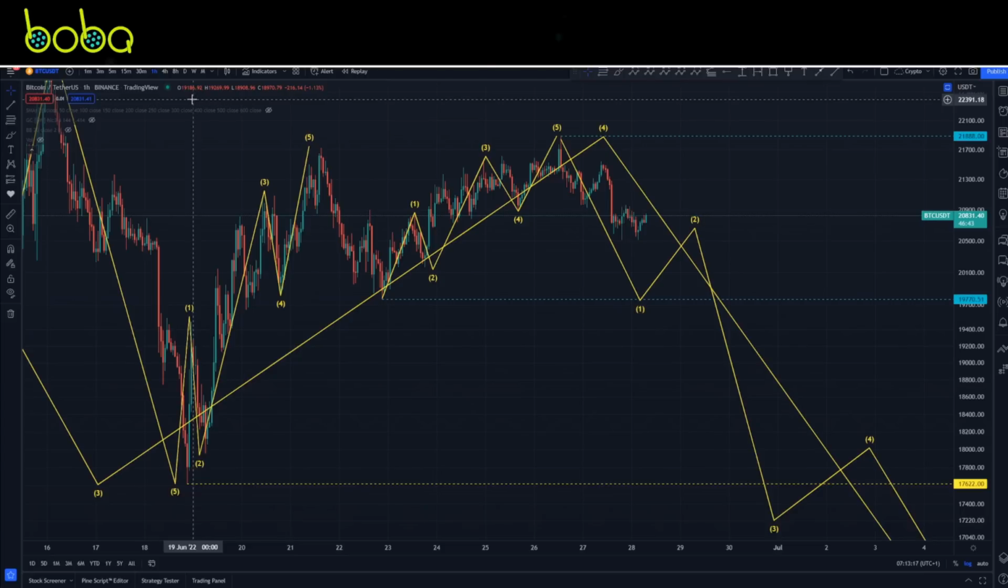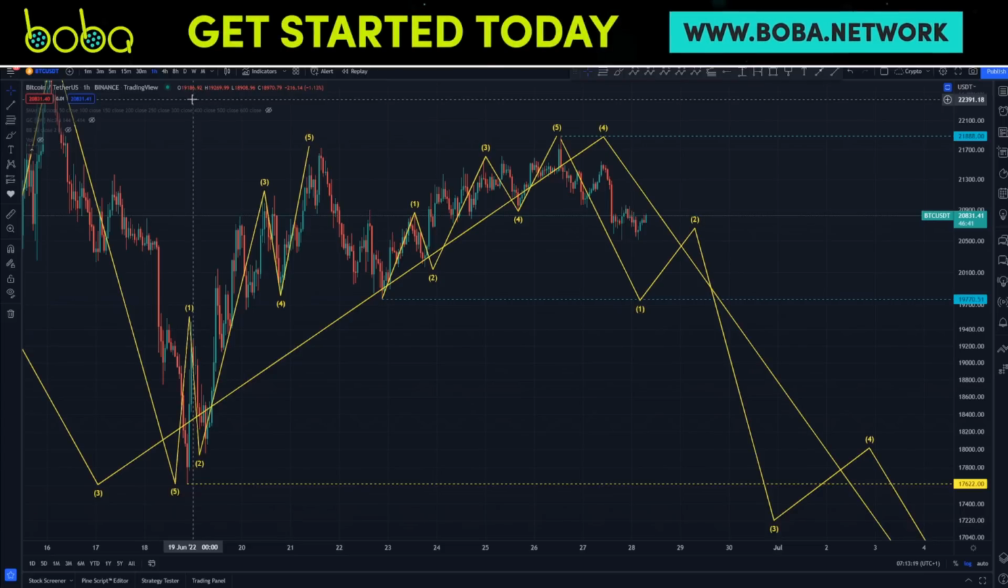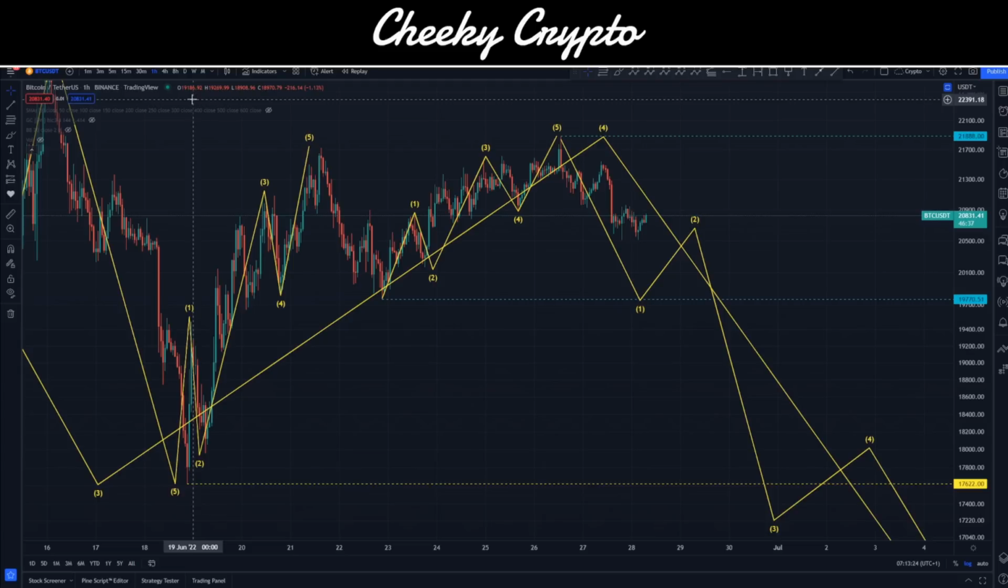Okay guys, let's waste no more time. Let's jump right down into this. Right here we have Bitcoin paired up with USDT on the hourly chart, and Binance is our data source.